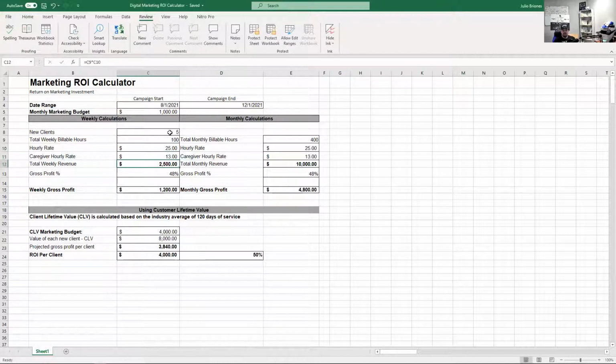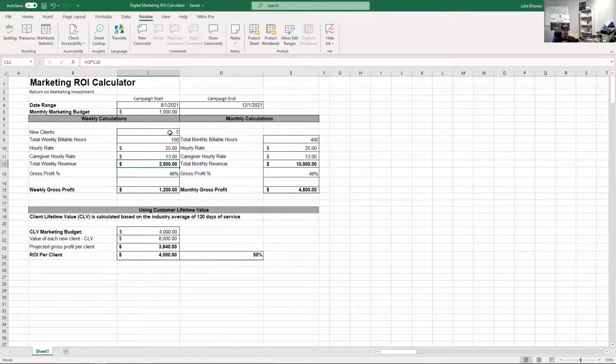Okay, so that means that we're keeping a 48% gross margin. All right, and we have created a total weekly revenue at 100 hours for the week of $2,500 with a gross profit of $1,200 for the week. All right, so that means over the course of the month, we generated a gross profit of $4,800, for $10,000 for the month on weekly revenue.